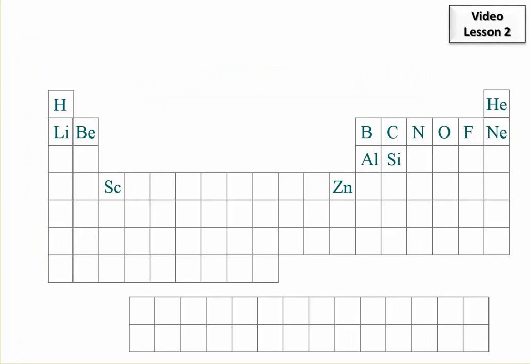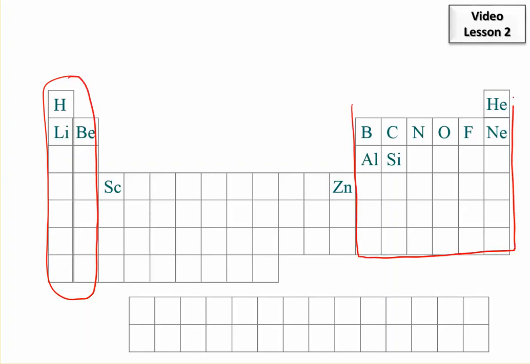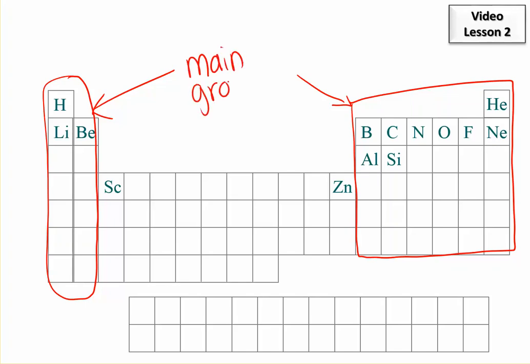Next, we have some main sections. These first two columns and this block here, together, those are called the main group elements. You'll see that there are some trends off the periodic table that work very well for those. That makes it easy for us to predict things and so forth.